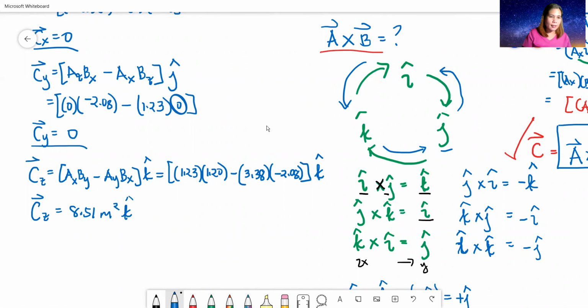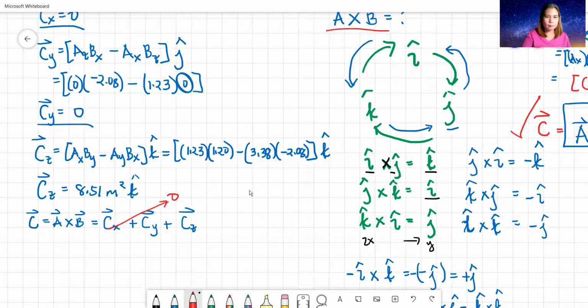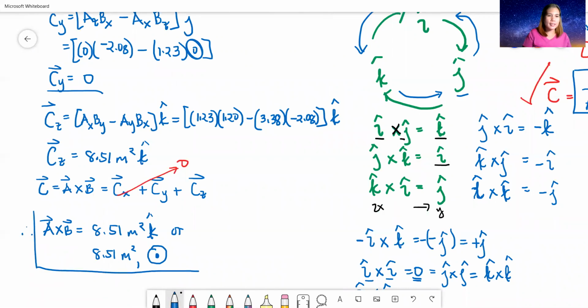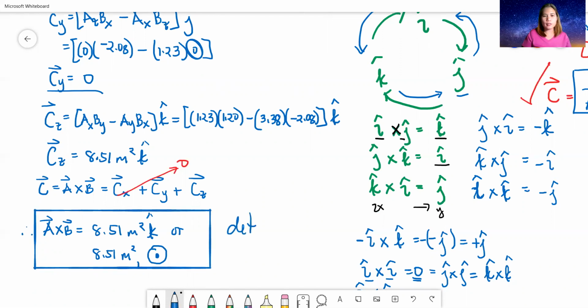So, if we put together now, sabi natin si C is equal to A cross B, and this is equal to CX plus CY plus CZ, but we know that the two components are 0. Therefore, in our final answer, A cross B is 8.51 square meters towards K hat, or you can also say it's 8.51 square meters away from the XY plane and into the observer. So this is exactly the same as our answer when we use the determinant.